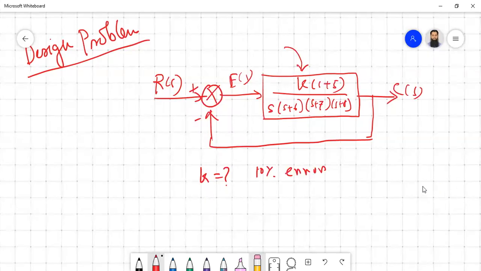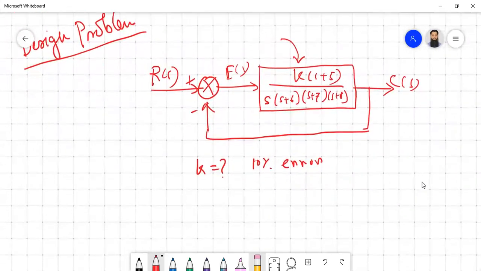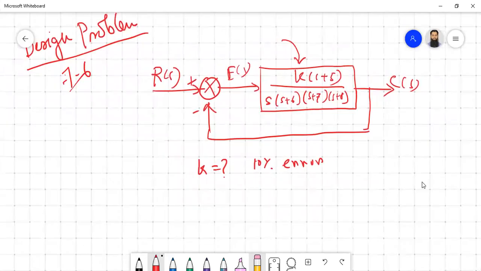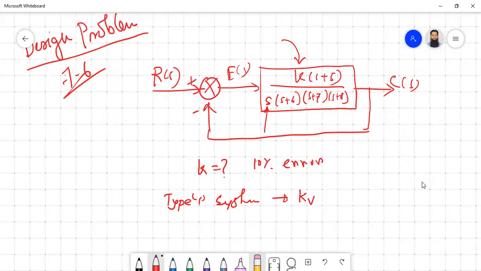Now, the first thing we have to find out is the system type. So this is example 7.6. First thing is the system type. One pole at the origin, so this is a type 1 system. This gives us the information that the steady state error is related to the static error constant, which should be Kv, and we should have a ramp input. So by default this is what we can get.